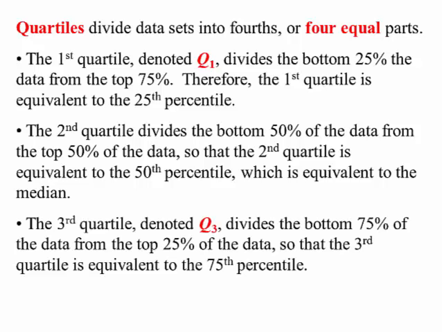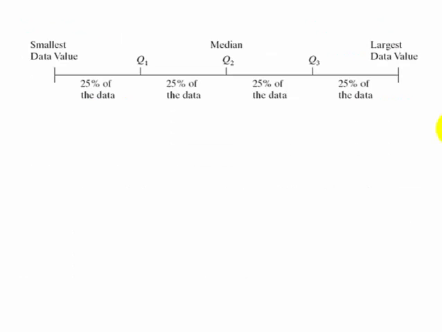And lastly, the third quartile divides the bottom 75% of the data from the top 25%. So the third quartile is equivalent to the 75th percentile. Here's a visual. Here we have Q1, Q2, which is also the median, Q3. So Q3, here's the bottom 75%, the top 25%. Q1, the bottom 25%, the top 75%. And then we have Q2, or the median. This value separates the bottom 50% from the top 50%.